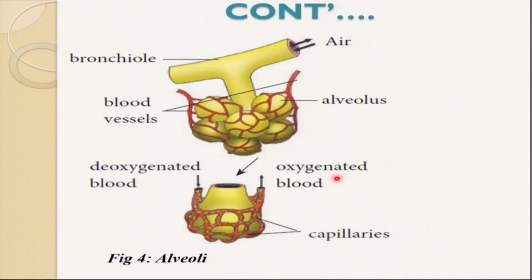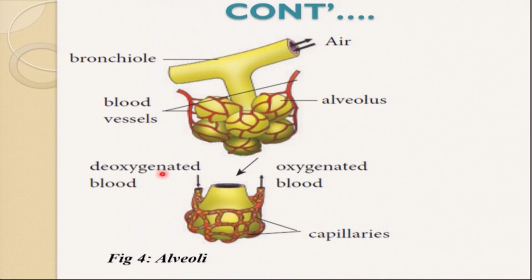grapes. You know what grapes are. Some of you normally eat grapes, and these structures resemble grapes. So these are structures you can try to see. This is the air entering. This is a bronchiole. These are blood vessels which are surrounding the alveolus.